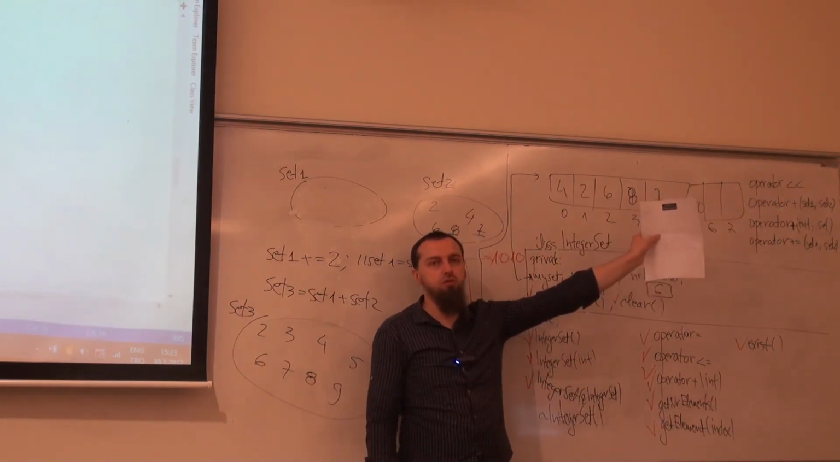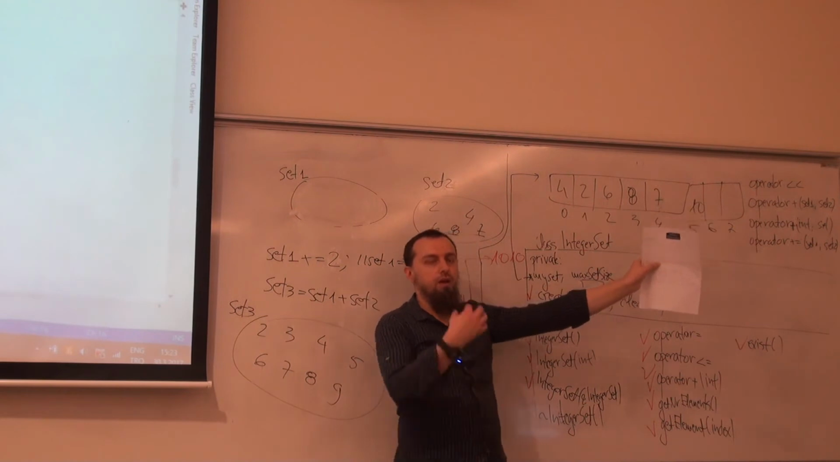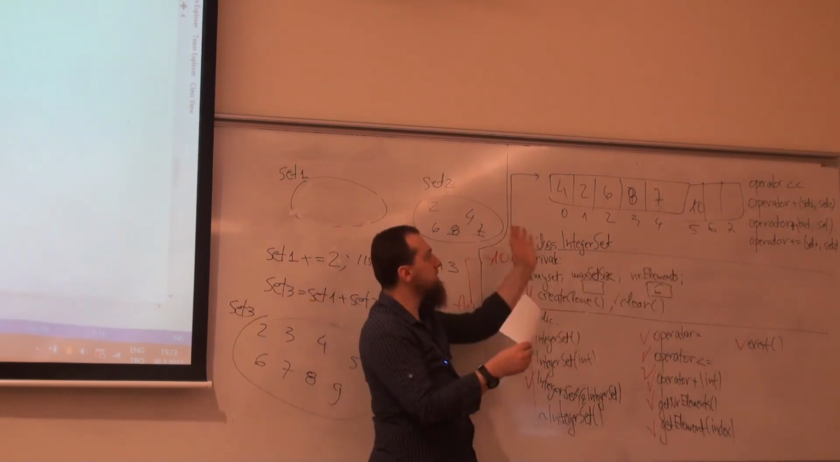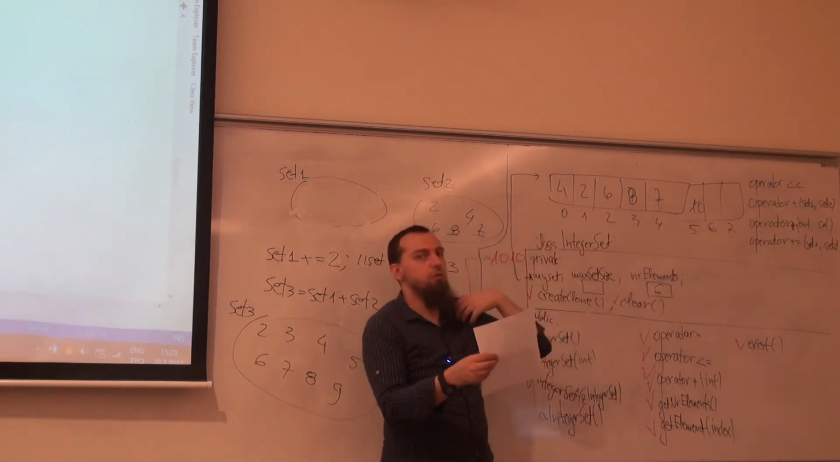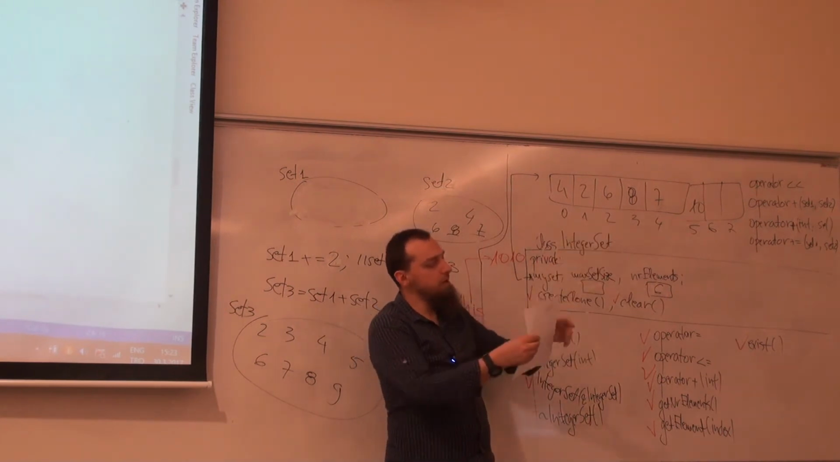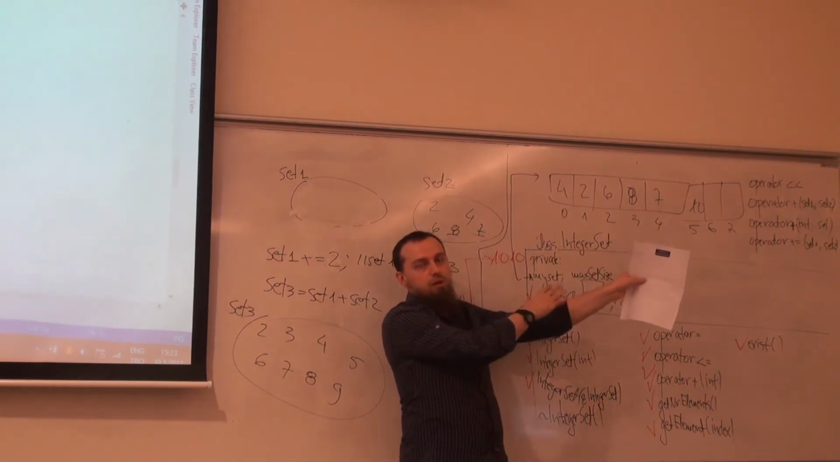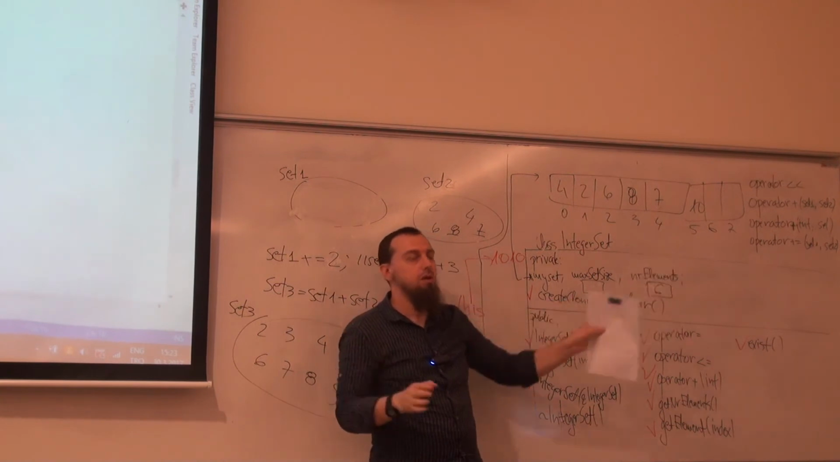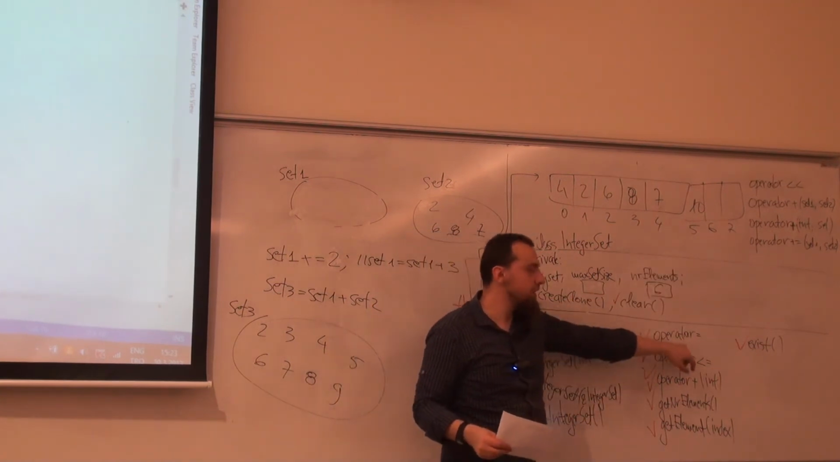Let's say this is another integer set. What I'm doing is the following. If I have elements, I'm deleting them. Then I'm creating a new array and putting the elements of this set into my array. This is what I mean by create clone. This is used at operator equal.